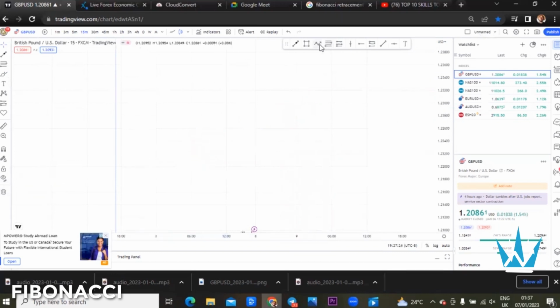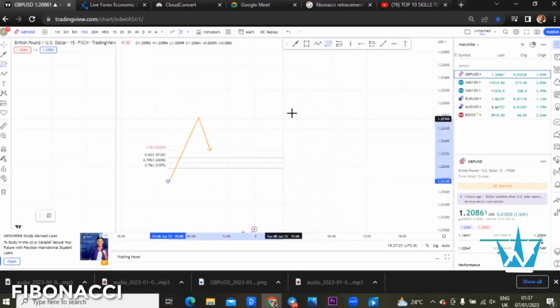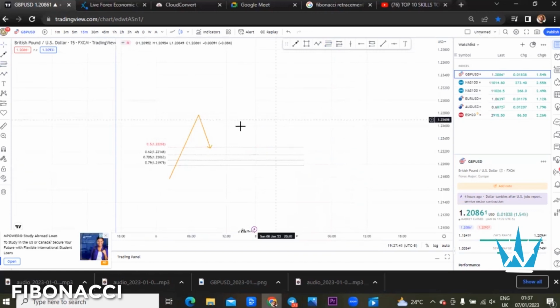So now this is where Fibonacci retracement comes in. When price moves like this, the first impulse, and it's retracing back down, this is where you draw your Fibonacci from the low of the impulse to the high. And when you do that, you want to buy when price has been able to retrace at least below the 50% level.